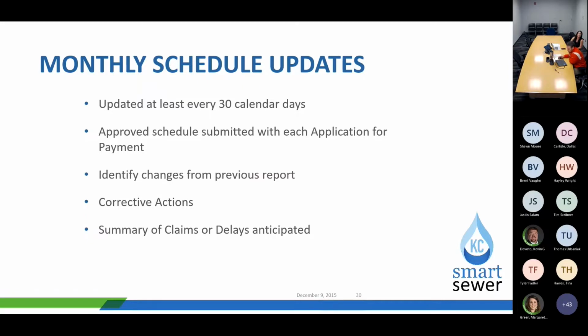Within the schedule updates, they need to identify any changes from the previous update, any corrective actions, or a summary of claims or delays that are to be anticipated. Those should be stated within their narrative that's attached to their schedule.